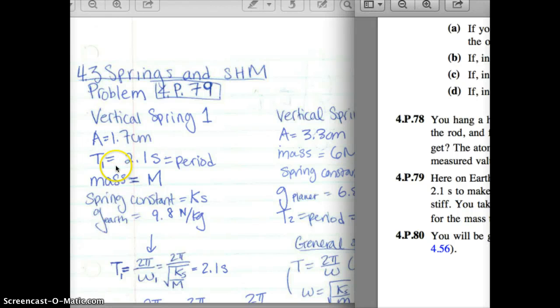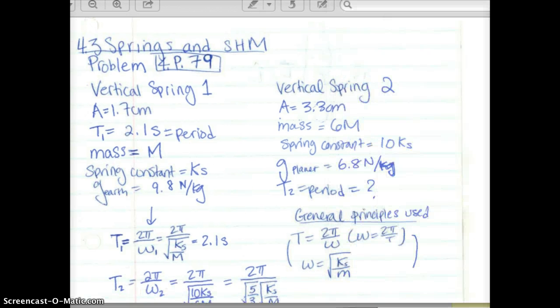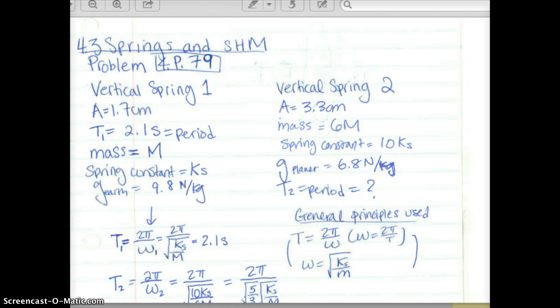And I just said that the mass was capital M and the spring constant is Ks. The second spring, they have a different amplitude, and it's on a different planet that has a gravitational constant of 6.8 newtons per kilogram, and the mass is 6 times the mass on the first spring, so I said it's 6m, and the spring constant is 10 times as stiff as that of the first spring, so it's 10 Ks.